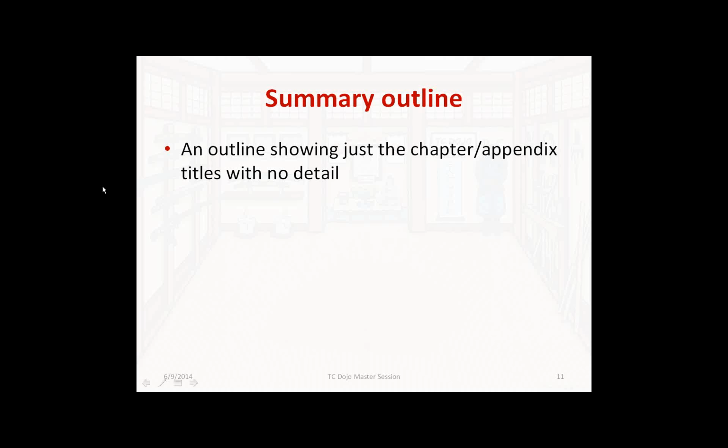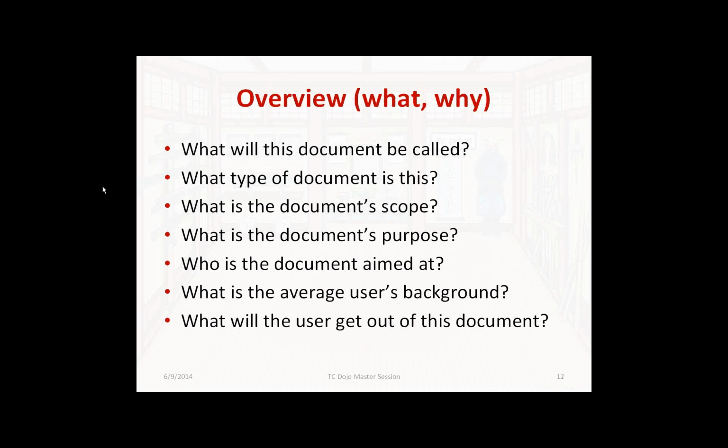The summary outline is, you'll take the detailed outline that you'll create later in the plan, and you're just going to show them the chapter level heads, no detail. And again, this will almost certainly be a single page.